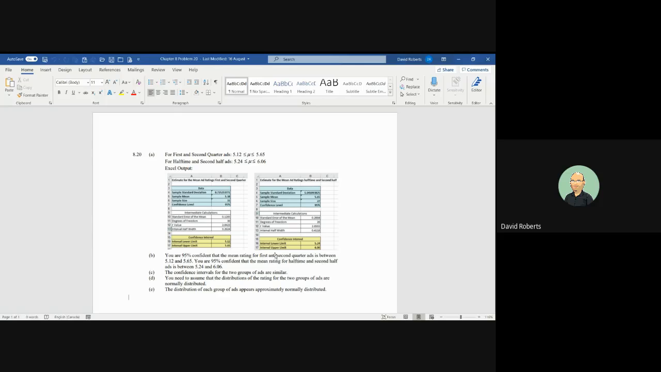That's in part C. In part D, you need to assume that the distributions are normally distributed. Again, not greatly skewed. And you can see that the distribution appears to be normally distributed. So there's not a lot of skewness or things like that, which we covered much earlier in the course.